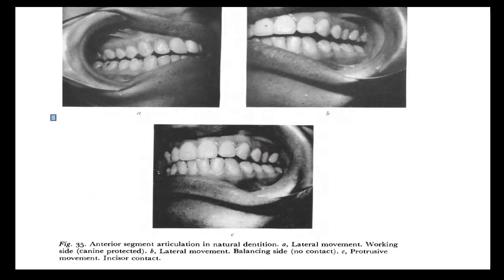This figure shows you the occlusion in natural teeth. On the working side, this is a canine protective occlusion, in which the canine will disocclude the posterior teeth. In B, this is the balancing side or the non-working side, and there is disocclusion of the posterior teeth. In C, this is when the patient protrudes his mandible forward. There is contact in the anterior teeth, and there is disocclusion of the posterior teeth.